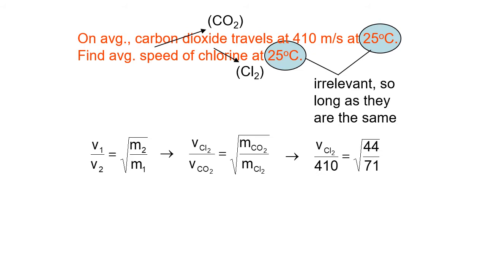We've replaced the velocity of carbon dioxide with 410 that we found in the problem. Where did we get the 44 from? Remember, carbon dioxide weighs 44 grams per mole. Where did we get the 71 from? Chlorine is diatomic, so it's 71 grams per mole. First we're going to isolate the variable, plug it in our calculators, and we get 320 meters per second. So not very hard work. We know how to use our calculators.